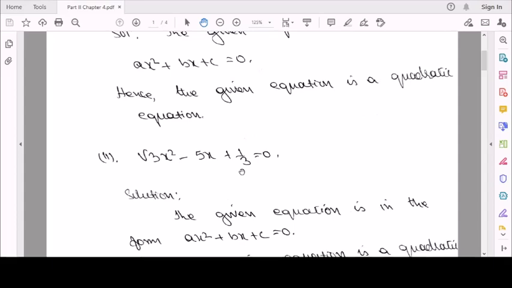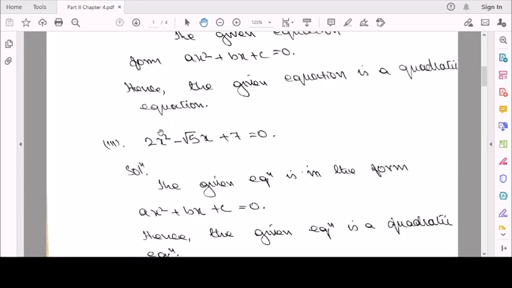Number 3, 2x square minus root 5x plus 7. The first term is x square, the second term has x, the third term is a constant. This also is in the standard form ax square plus bx plus c. Hence, the given equation is a quadratic equation.